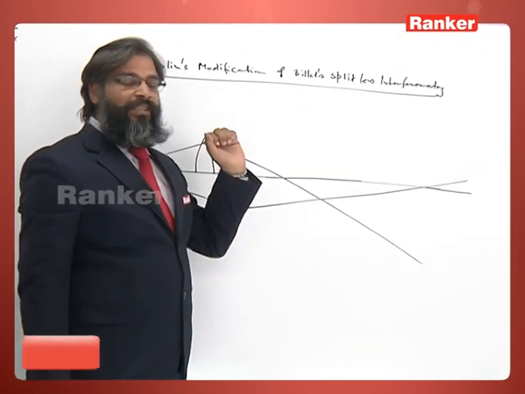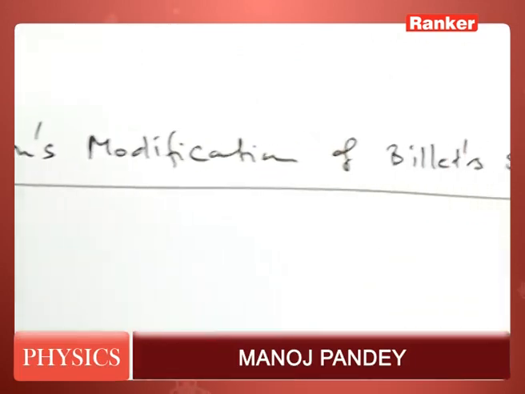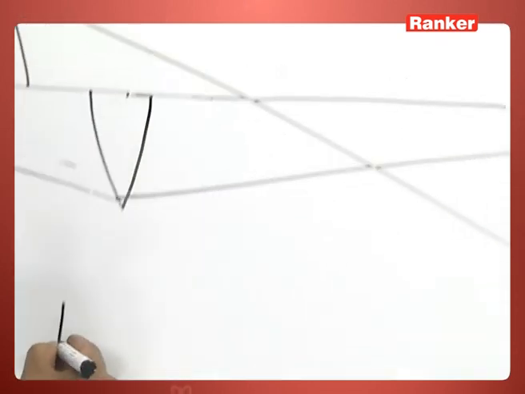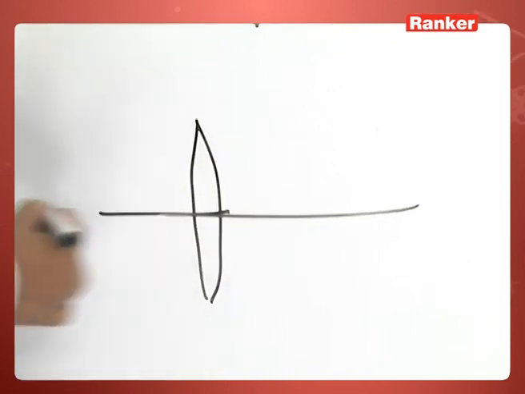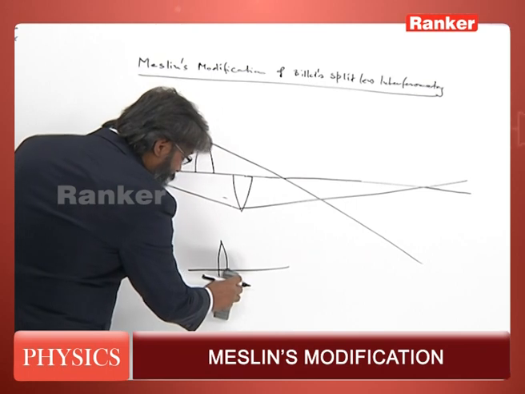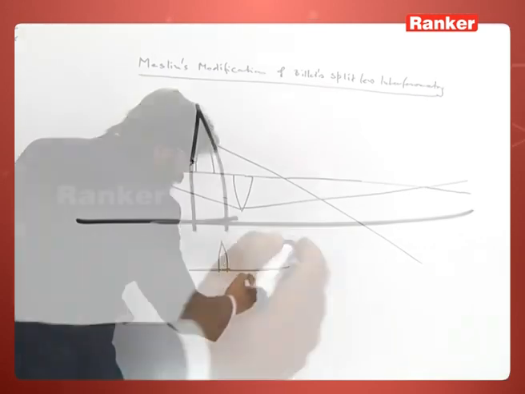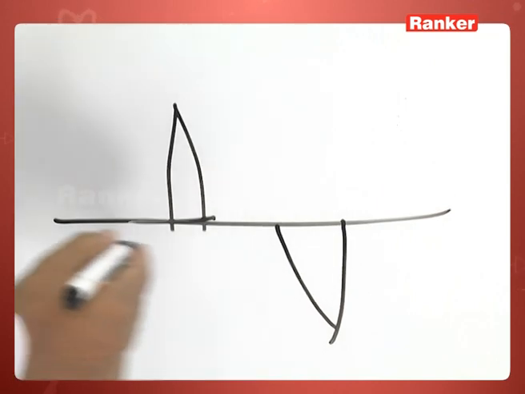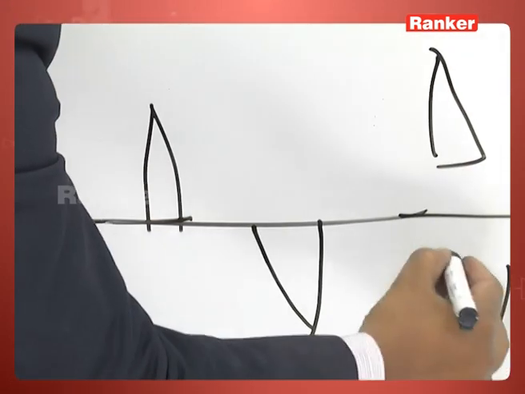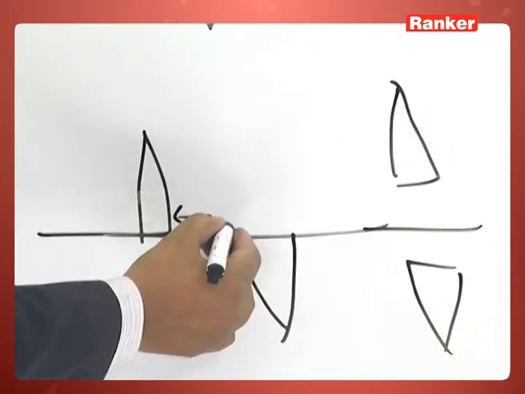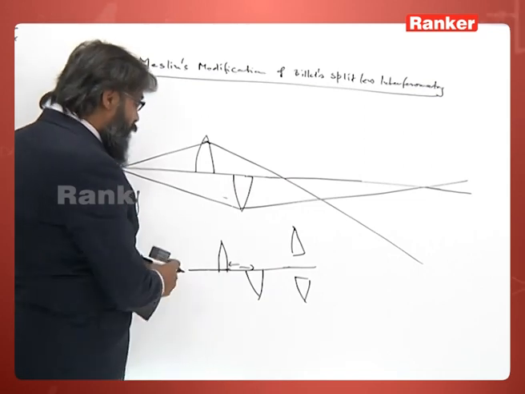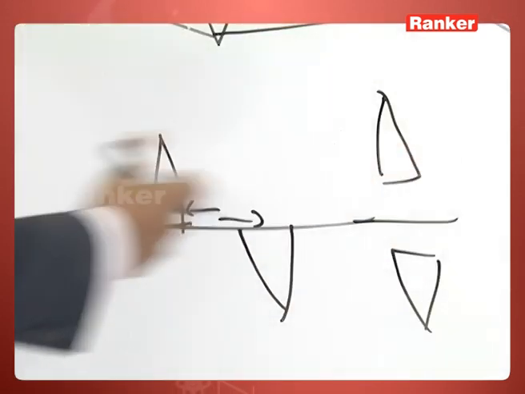This is Meslin's modification of Billet's split lens interferometry. Here our normal lens is like this. We have split it into two portions, and then this lower portion is shifted from this place to this place. So previously we displaced it vertically, now we have shifted it this way. So this is Meslin's modification. This is how the lens has been split up.